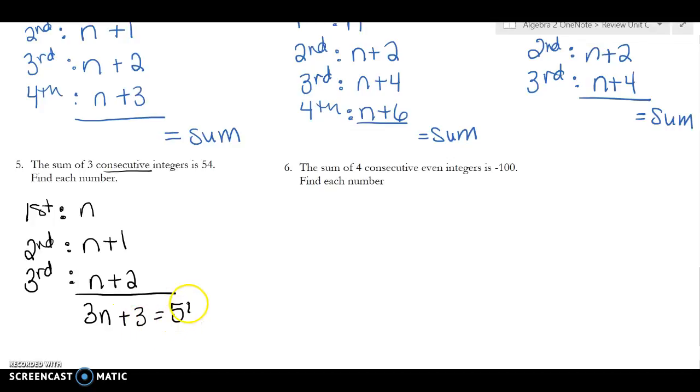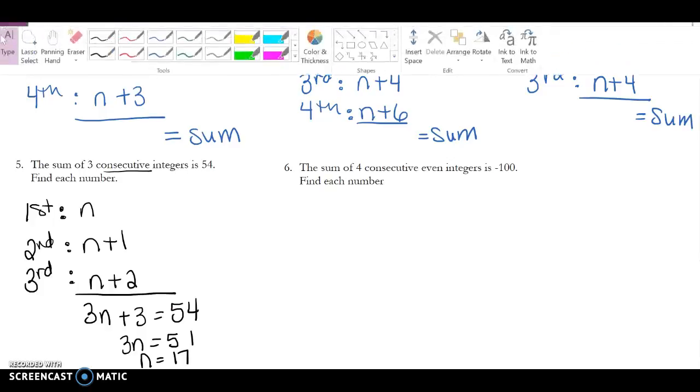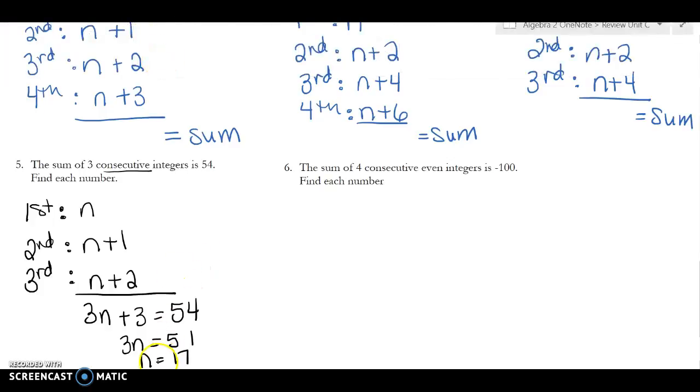These are supposed to equal 54. And so I subtract 3 on both sides, and I get 3n is 51. And then I divide by 3, and I get 17. So what I found is that my first number is 17. Well, my second number is 17 plus 1, which is 18. And my third number is 17 plus 2, which is 19. So these are the 3 numbers that add up to a sum of 54.